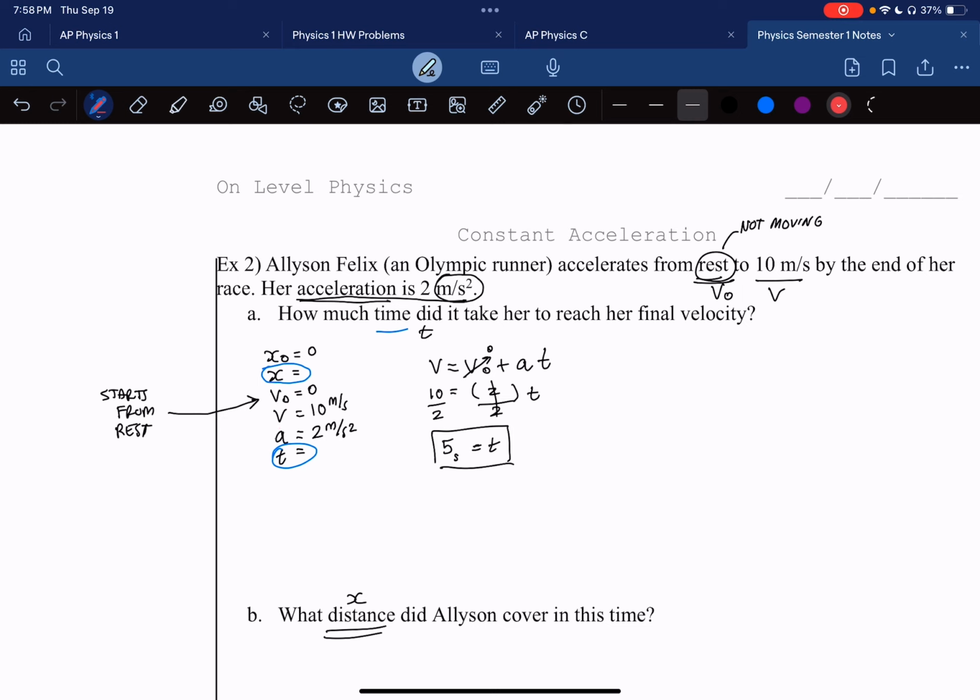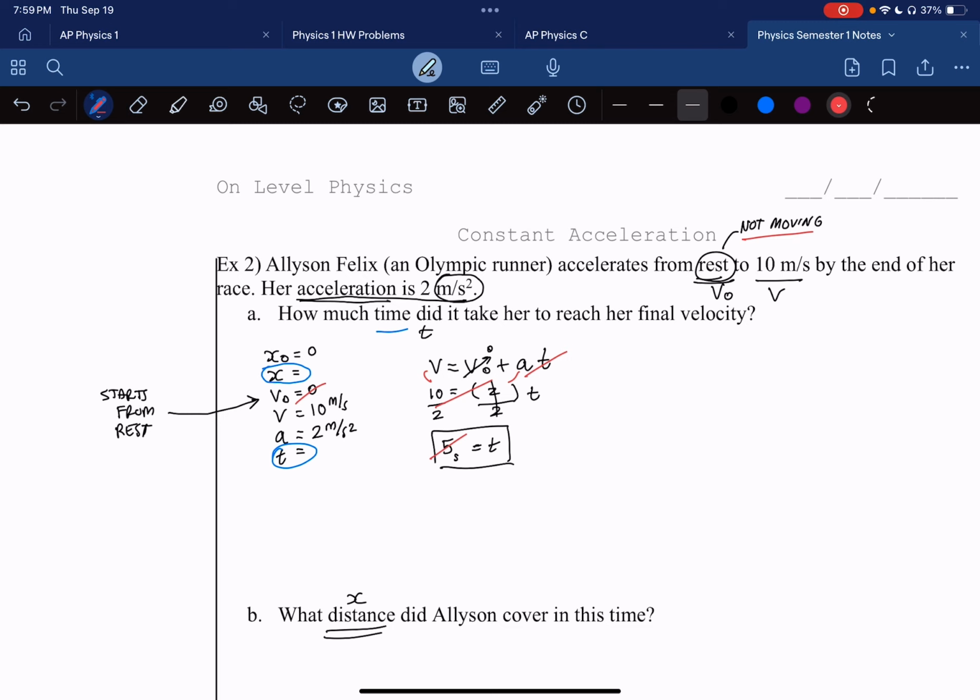Sometimes I'll give you points for parts of the list. For example, I might give you a point for knowing that rest means v naught is 0. Rest means that it's not moving, and since it starts from not moving, from rest, that means v naught is 0. So I'll give you a point there. Sometimes I'll decide to give you a point for other things in this list as well. I'll give you a point for using an equation to solve for t. I'll give you a point for substituting your numbers correctly. For example, v is 10 and a is 2. So I'll give you a point there.